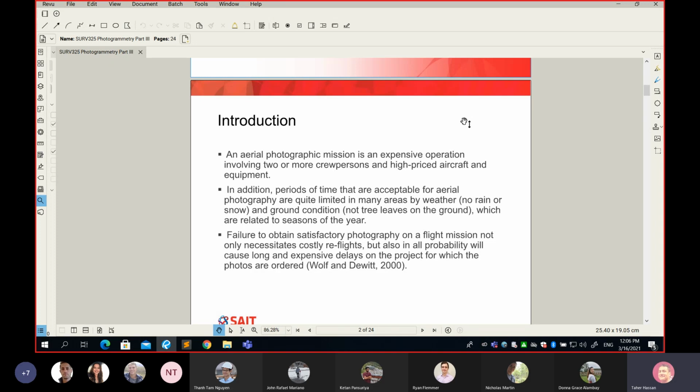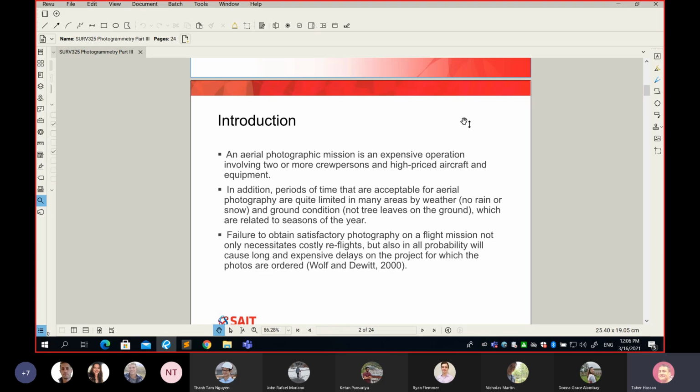Also, we need to avoid early morning and late afternoon because those have maximum shadows. And we said in our class that photogrammetry doesn't like shadow. It doesn't work very well in shadow. So you must have enough light with minimum shadow.